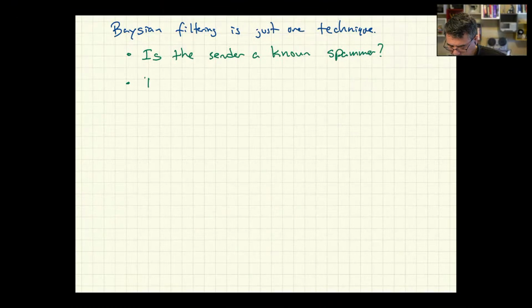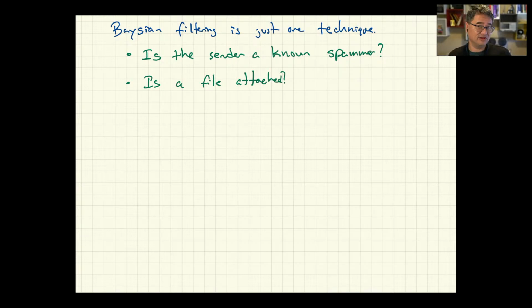Another would be, is a file attached? Particularly if the entire contents of the email message was just a file. This is a technique spammers used in the past, not so much anymore, where they wouldn't send any words in the message. They would just send a picture, and the picture would contain the spam message. So spam filters quickly learned that if the only contents of the message is just a single file, particularly if it's an image, then just flag it.